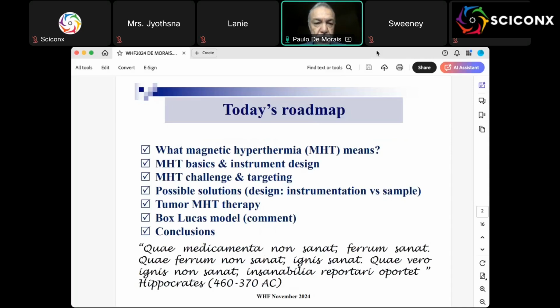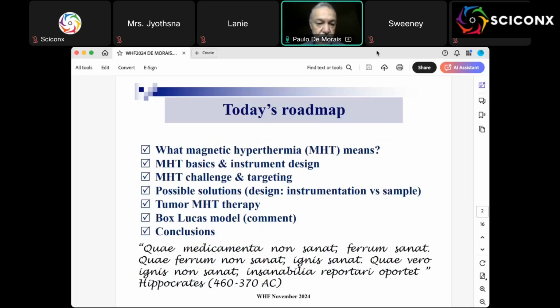So how to go around the challenge? I will present some possible solutions, for instance, the instrumentation and the magnetics design. Then I will show you some interesting results about magnetic hyperthermia in tumor therapy. And the last topic of my talk will be some comments about the so-called Box-Lucas model. And then conclusions about my presentation.